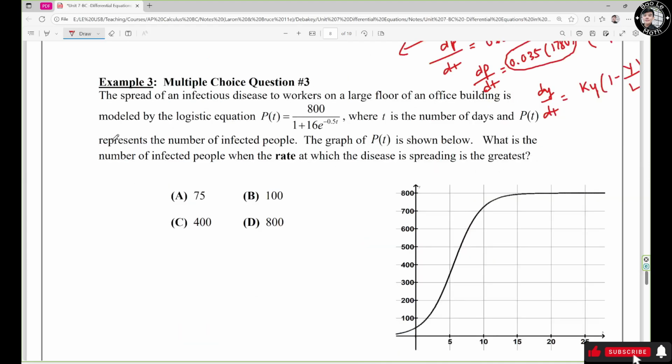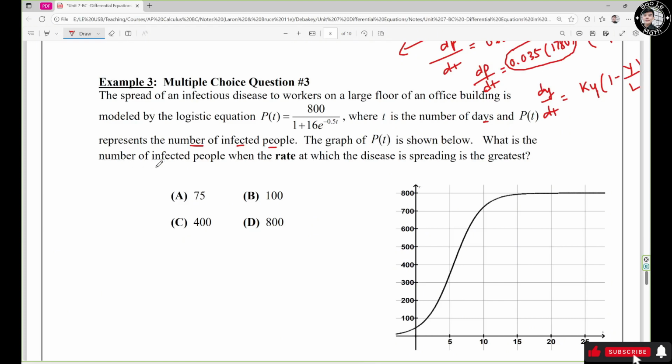Now, let's take a look at example number 3. The spread of an infectious disease to workers on a large floor of an office building is modeled by the logistic equation P of t equals 800 over 1 plus 16 times e raised to the negative 0.5 times t, where t is the number of days and P of t represents the number of infected people. The graph of P of t is shown below.